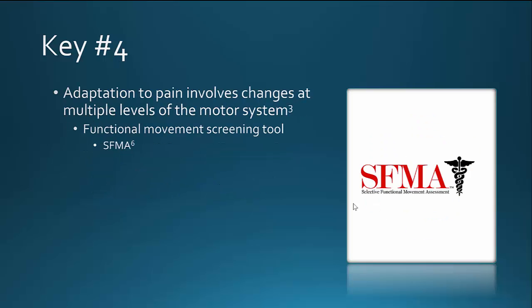The fourth key is adaptation to pain involves changes at multiple levels in the motor system. Due to pain altering motor control, the assessment of painful patterns of movement may be unreliable for accurate identification of the cause of the patient's symptoms. This is where the use of a functional movement screening tool such as the SFMA will come in and be a useful resource when evaluating your patients. The downfall to the SFMA is that early on in the learning of how to utilize the tool by the clinician, the inter-rater reliability was shown to be unacceptable. It was shown to be higher in those that were more experienced in the SFMA.